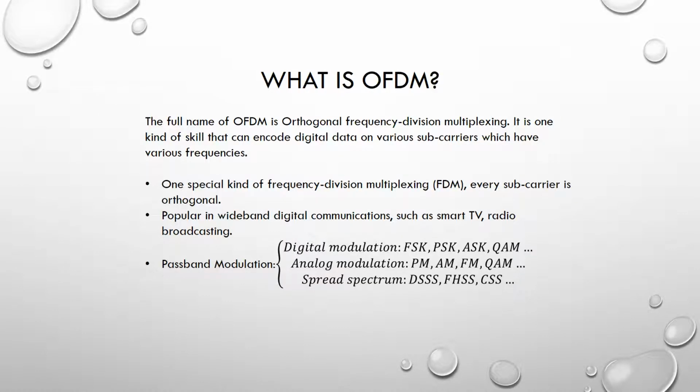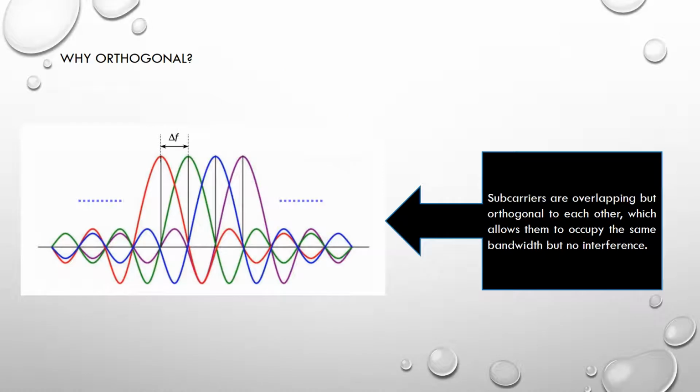What is OFDM? The full name is orthogonal frequency division multiplexing. It is one kind of scheme that can encode digital data on various subcarriers, which have various frequencies. It is one special kind of FDM. Every subcarrier is orthogonal. It is popular in wideband digital communications, such as smart TV and radio broadcasting. Why orthogonal? Because subcarriers overlap but are orthogonal to each other, which allows them to occupy the same bandwidth with no interference.